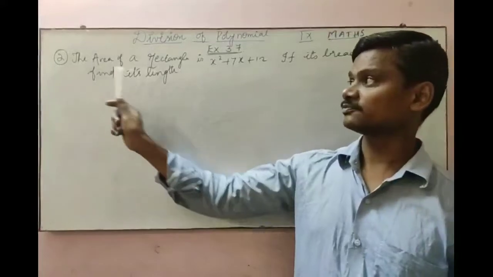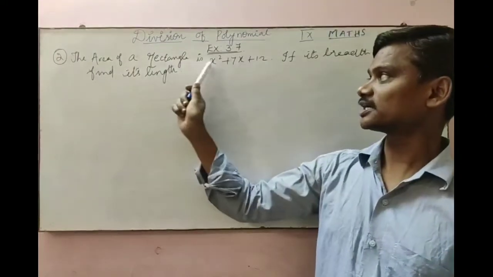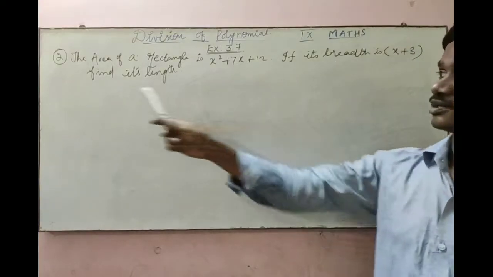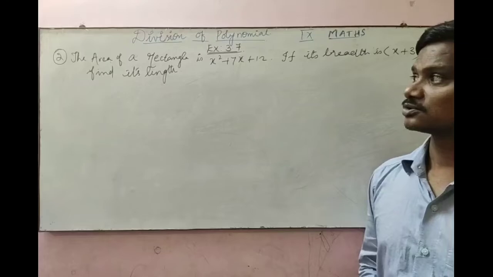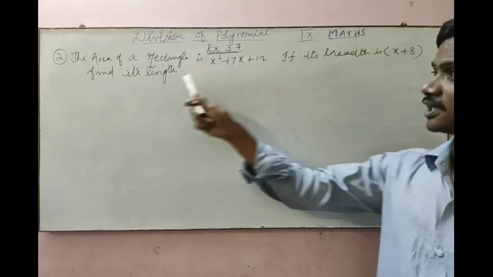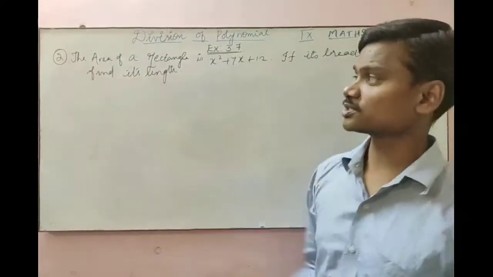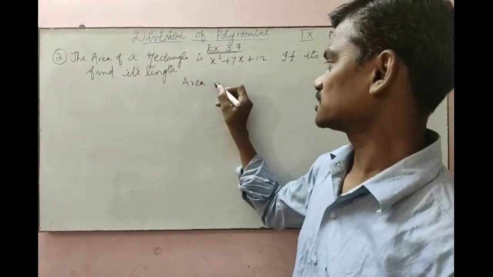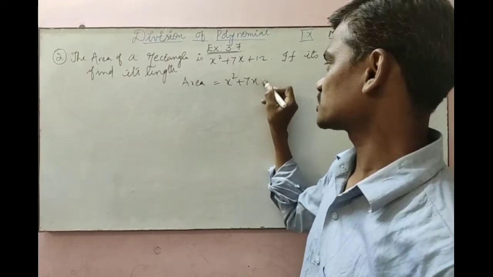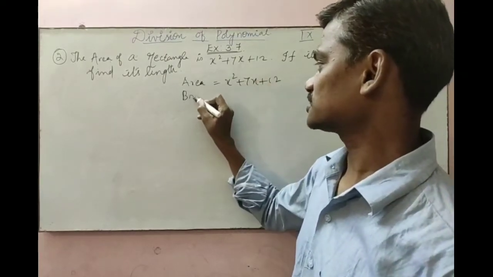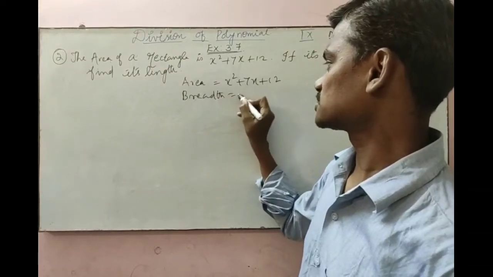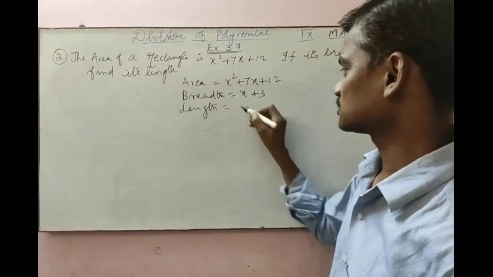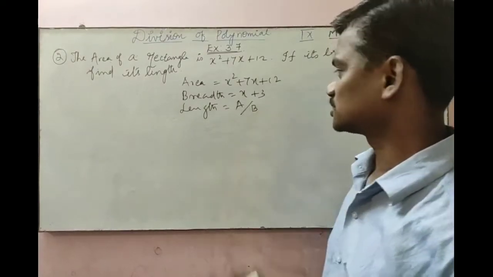Okay, then in the second sum, the area of a rectangle is x square plus 7x plus 12. If its breadth is x plus 3, find its length. In a rectangle, if we have the breadth and length, we will get the area. But in this question, the area is given to you. The area is equal to x square plus 7x plus 12, and the breadth is given as x plus 3. So to get the length, how will you get it? Area divided by breadth gives the length.